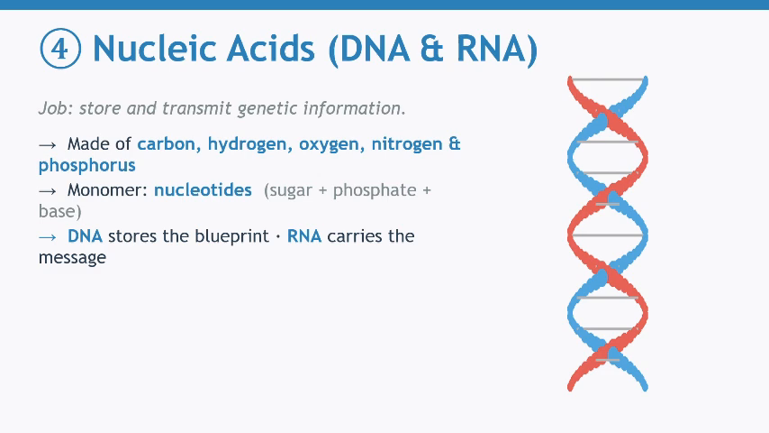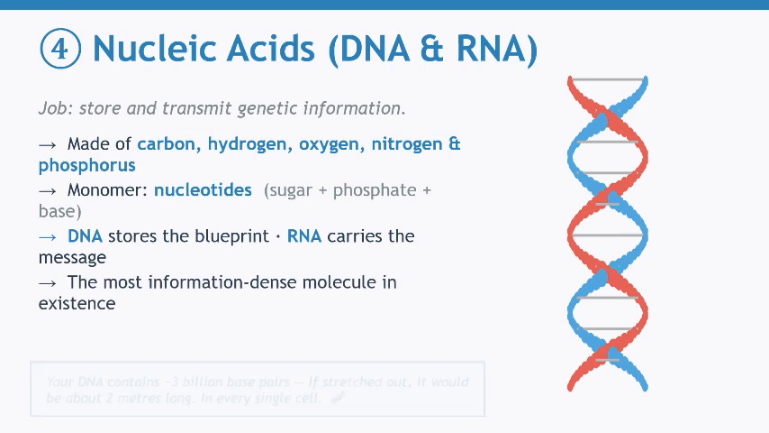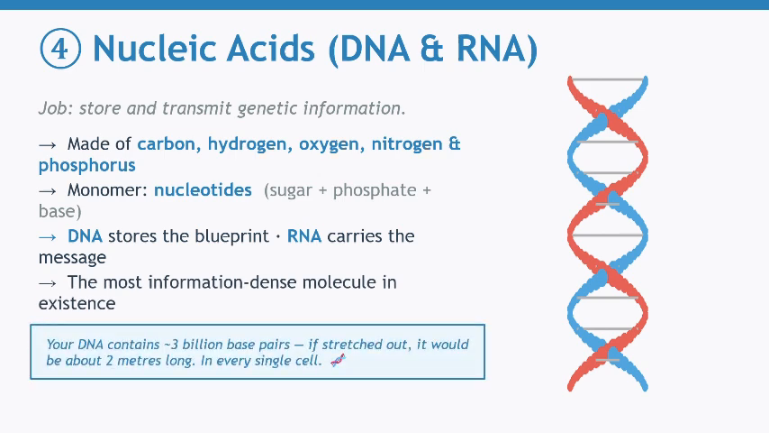And here is a number that still amazes me every time I say it. Your DNA contains around 3 billion base pairs, and if you stretch out the DNA from just one of your cells, it would be about 2 meters long. Imagine, you have 37 trillion cells. The total length of all your DNA laid end to end would reach the sun and back multiple times.